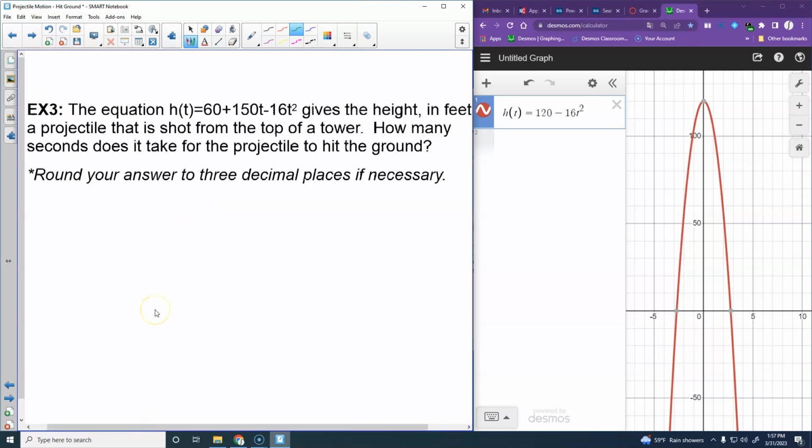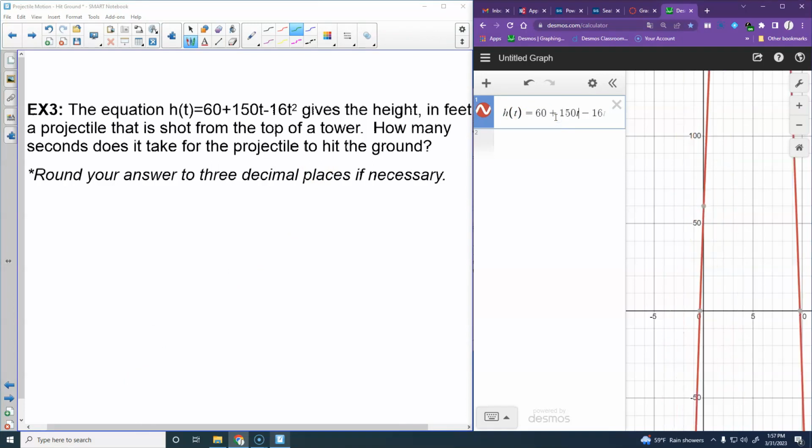Okay. Here, we don't have to write the equation. They give it to us, so we could just go ahead and put that straight over here. 60 plus 150t minus 16t squared. It gives the height in feet of a projectile that is shot from the top of a tower. How many seconds does it take for the projectile to hit the ground?